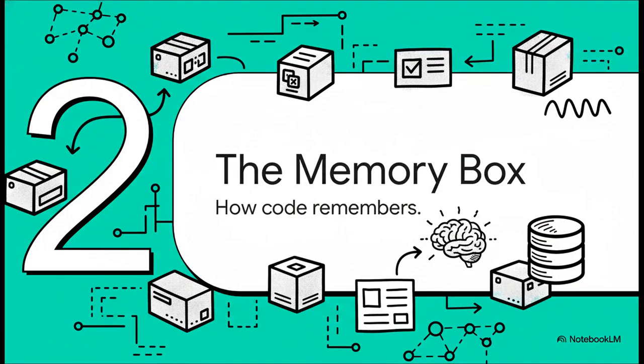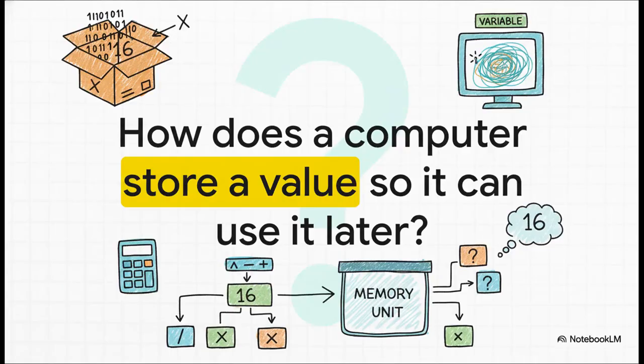But doing calculations is one thing. What makes code truly powerful isn't just getting answers, it's remembering them. To do anything really useful, a program needs a way to store information. So how does a computer actually hold on to a number like 16 that it just figured out? Well, programmers use a concept that's absolutely central to all coding. It's called a variable. And believe me, it's much simpler than it sounds.